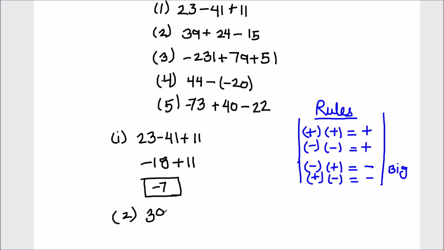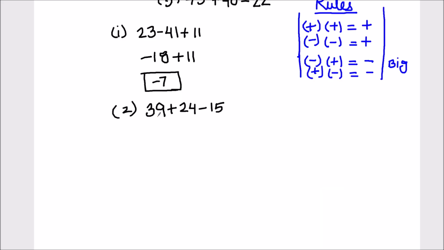The second one is 39 plus 24 minus 15. 39 plus 24, the signs of 39 and 24 both are positive. So we are going to add the two numbers. 39 plus 24 is 63, and the sign is positive as both the numbers are positive. Minus 15. 63 minus 15. 63 is a positive number and 15 is a negative number, and 63 is bigger, so the sign will be positive, and we'll subtract the two numbers. So 63 minus 15 is 48. This was pretty simple. So our answer is 48. Let's do the third one.